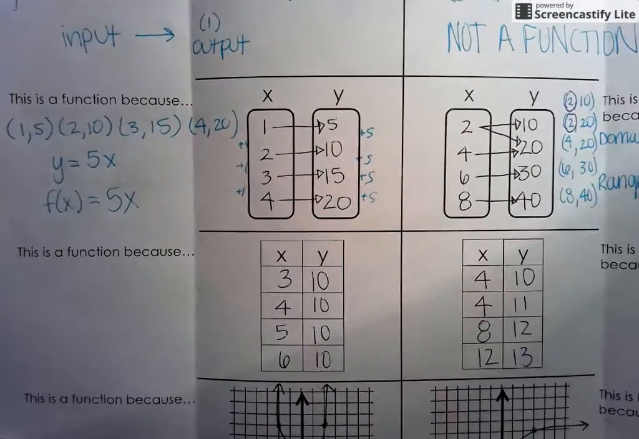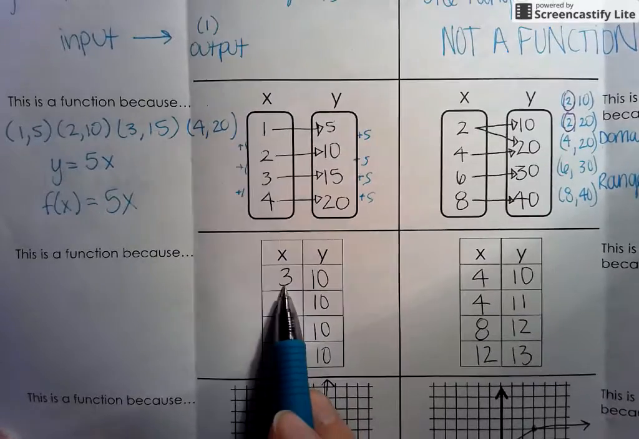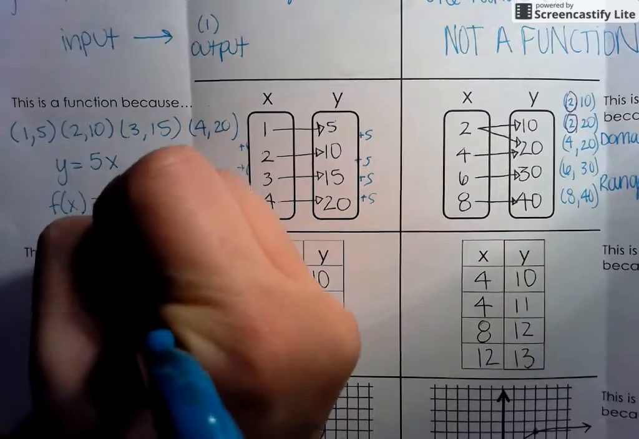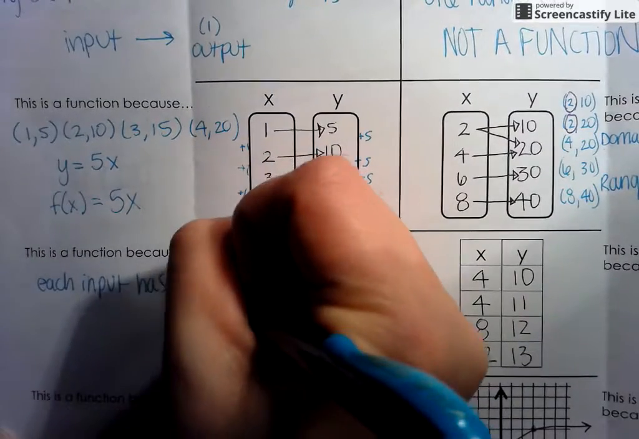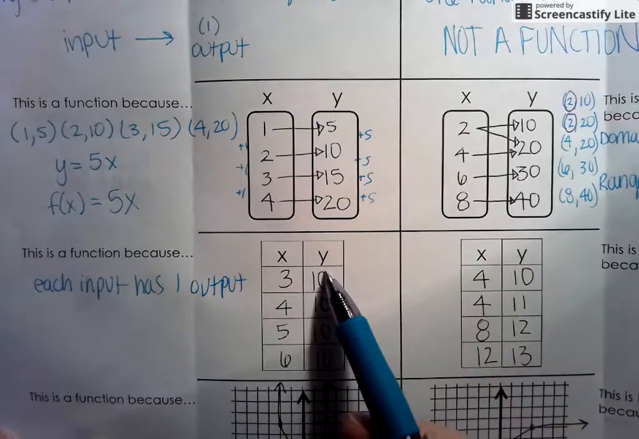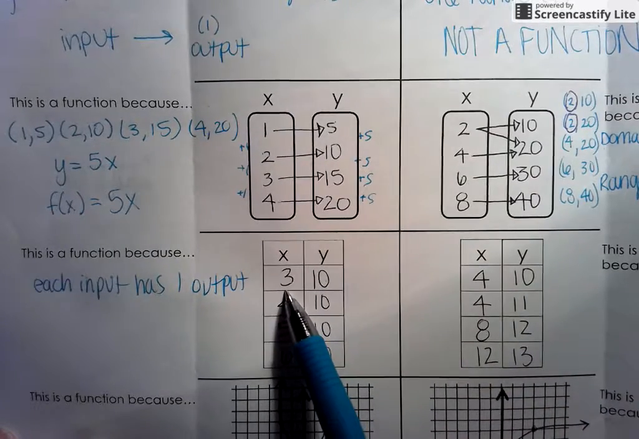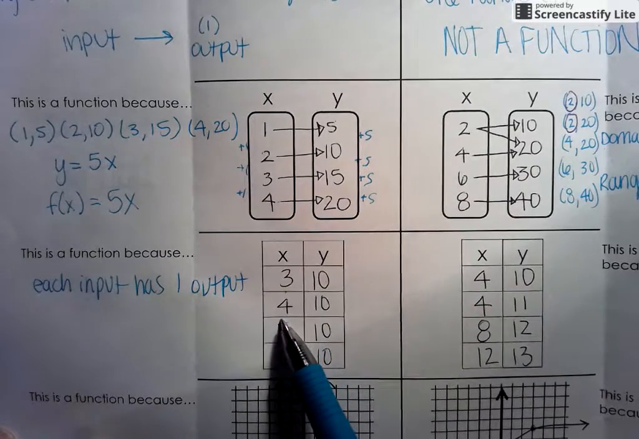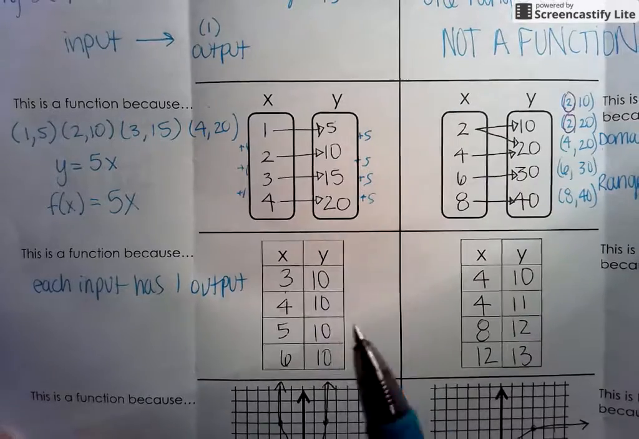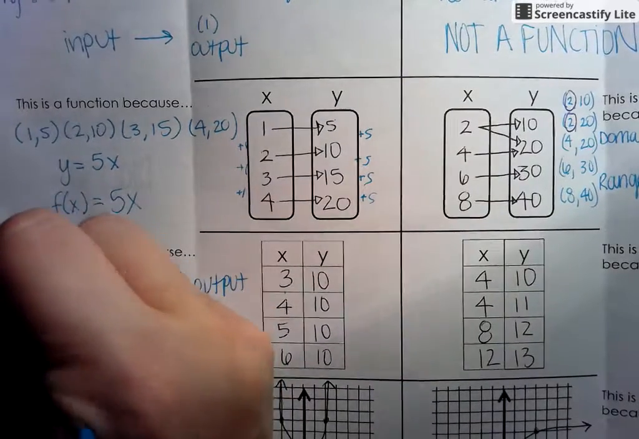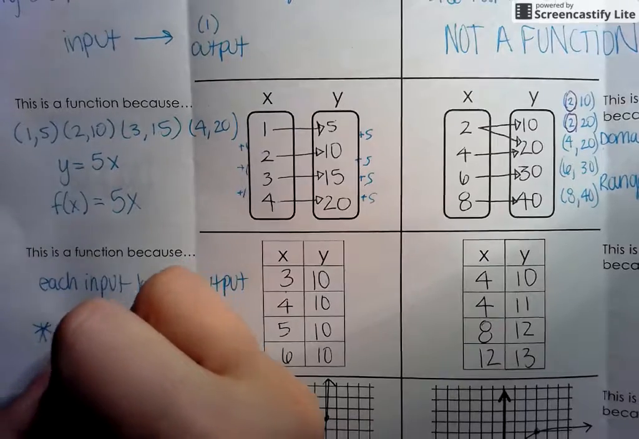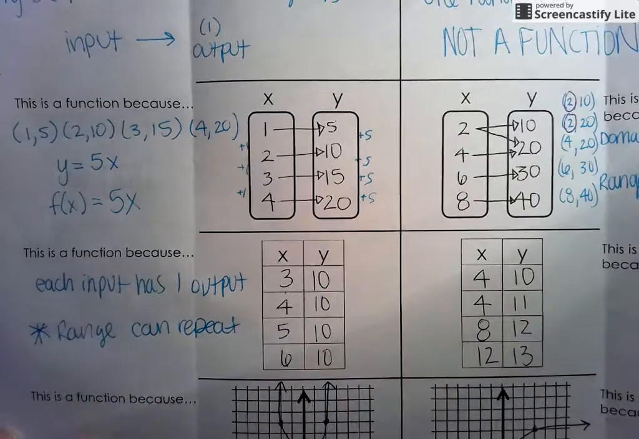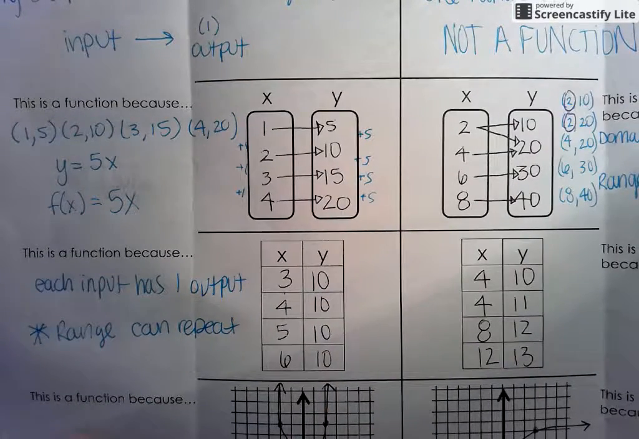So in this next one, this one is a function because each input has one output. It doesn't matter if all of these outputs are the same, because the domain of 3 has the output of 10, and the input of 4 has the output of 10. I'm going to write this down. This is a special thing to remember: the range can repeat. So they can have many of the same numbers.